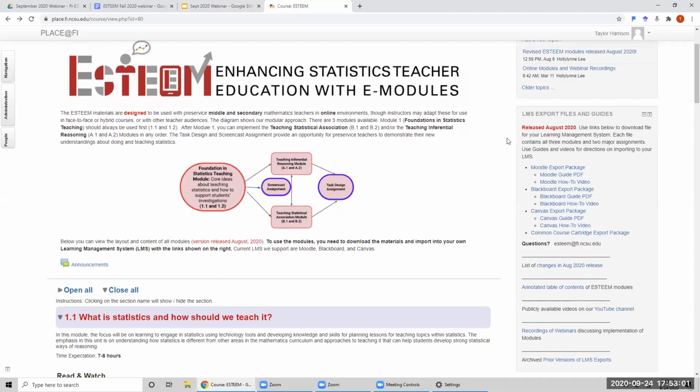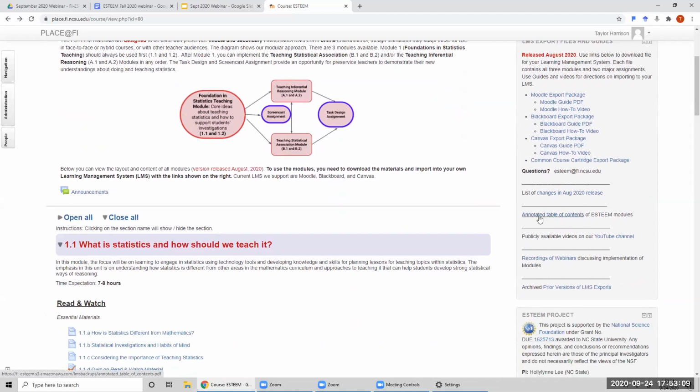So there are some additional resources here to help you get these materials into your course. Obviously, as I mentioned, PDF and video guides. The annotated table of contents that Holly Lynn showed at the beginning is a good place to start. And that will just give you a brief description of all the materials and let you decide which ones you want in your course.